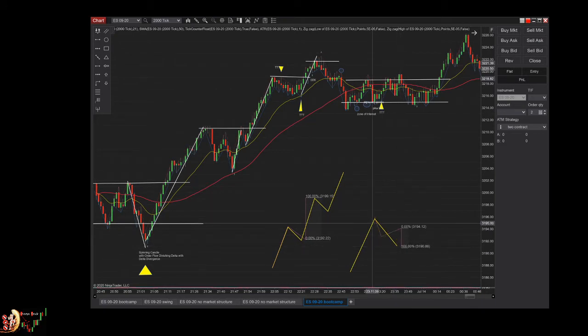So let me trace it again. This is my retrace. The size of this leg is equal to the size of this leg. Same, I will try to look for a failed two-legged pullback on the upside, or a higher or lower high, or even sometimes I will take it directly. So I will take it directly over here, or I will take the lower high, or I will take the failed two-legged pullback. So A, B, C, D, E.